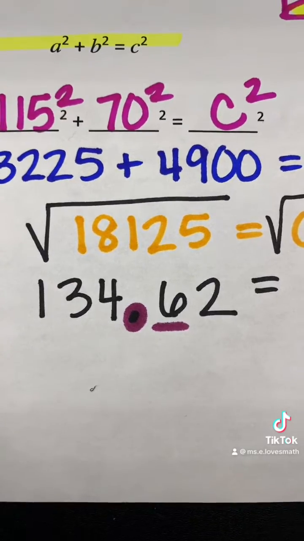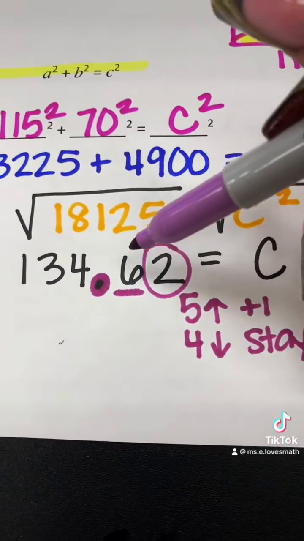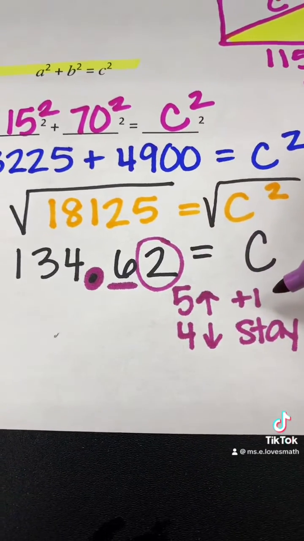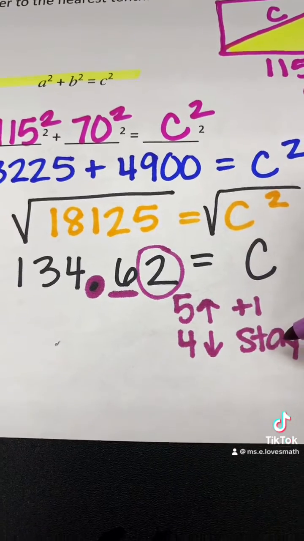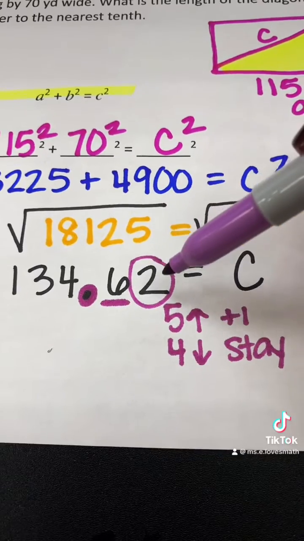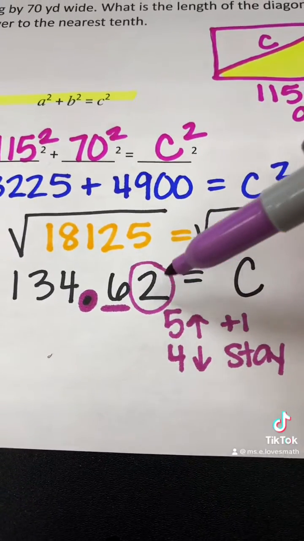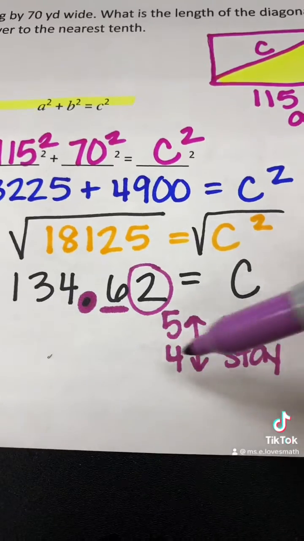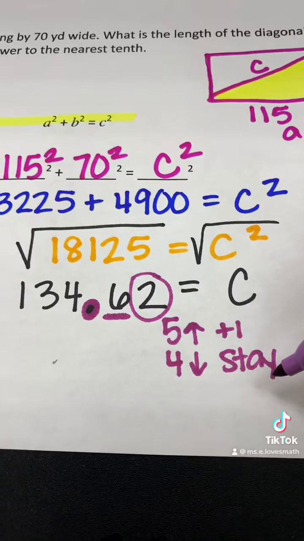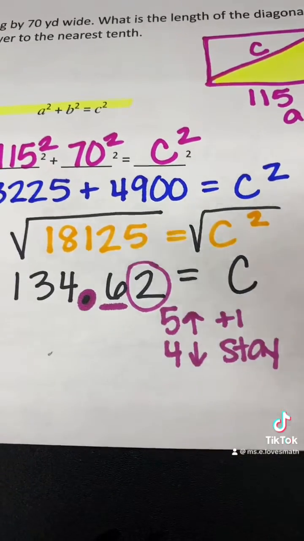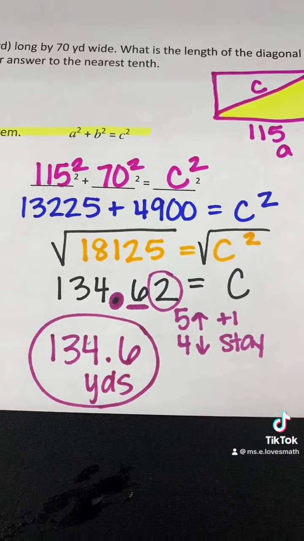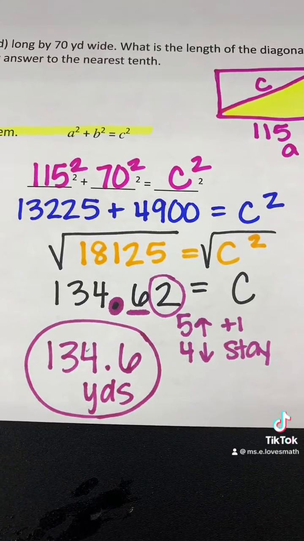I have underlined it. To round, you need to find your place, look next door, 5 or greater, add 1 more. 4 or less, we will stay at rest. So what that means is once we find our place and look next door, the number in the bubble is 2. That falls in the 4 or less category since 2 is less than 4, meaning the underlined number will stay at rest or stay exactly what it is. So our final answer after rounding to the nearest tenth is 134.6 yards.